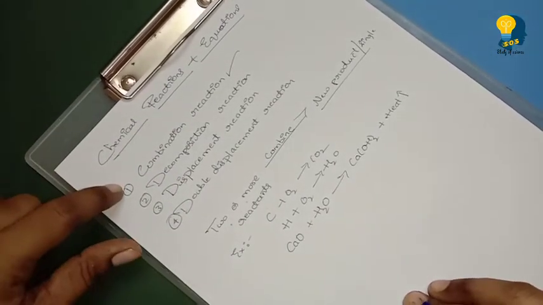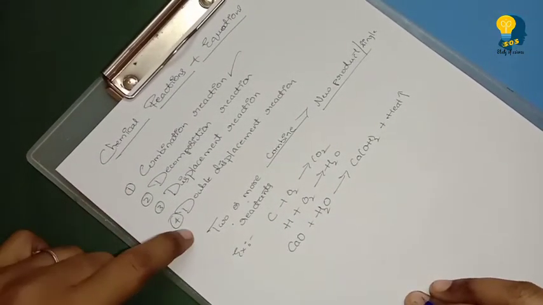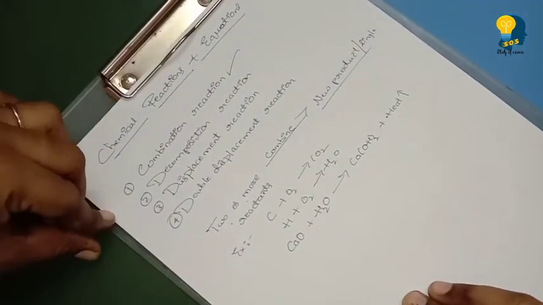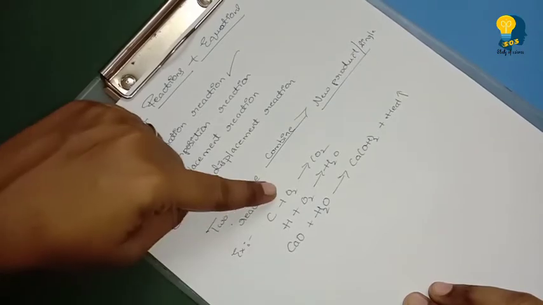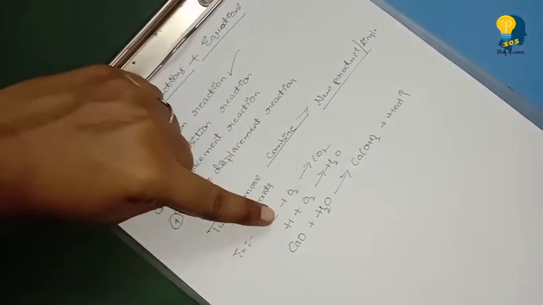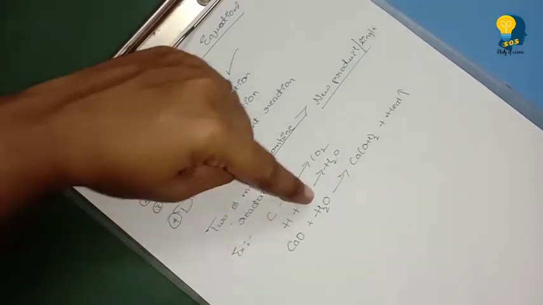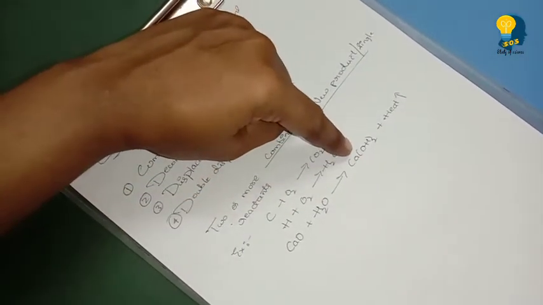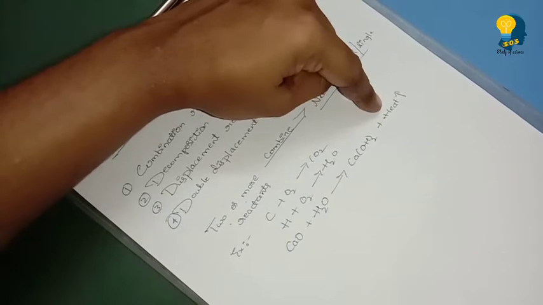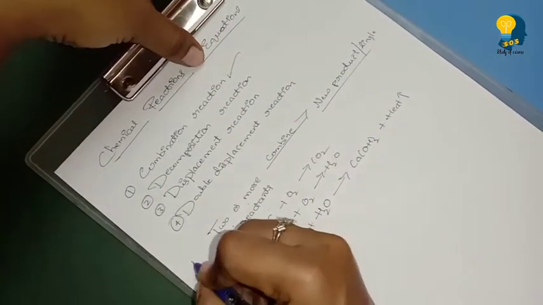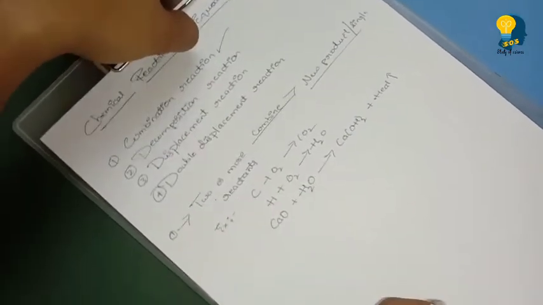What is combination reaction? Let's recall. There will be two or more reactants. When they combine, it forms a new product. Examples: carbon combines with oxygen to form carbon dioxide. Hydrogen combines with oxygen, it forms water. Calcium oxide combines with water, it forms calcium hydroxide, and heat is released in this reaction. Easy? Okay. Now this is the first one, finished.